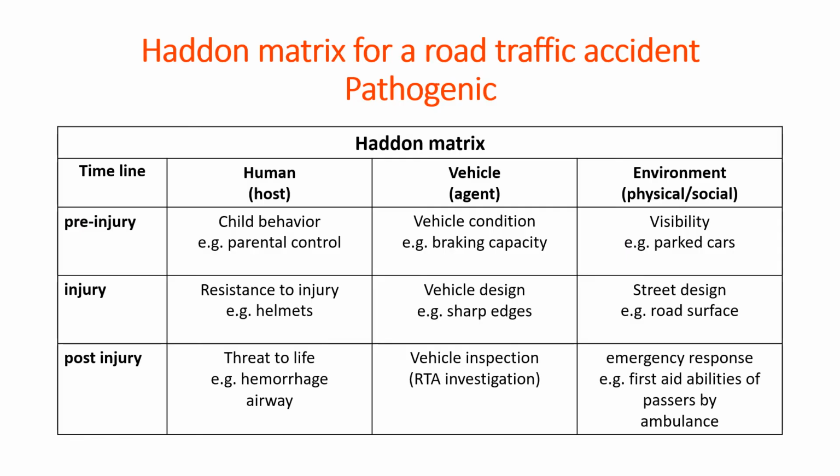Here is a Haddon matrix. Its commonest use relates to road traffic injuries. On the vertical axis is the timeline from pre-injury through injury to post-injury. On the horizontal axis is the host, the agent and the environmental factors. This 3x3 matrix then creates a framework both for understanding causation of the disease in the pathogenic model, or condition prevention in the salutogenic model.